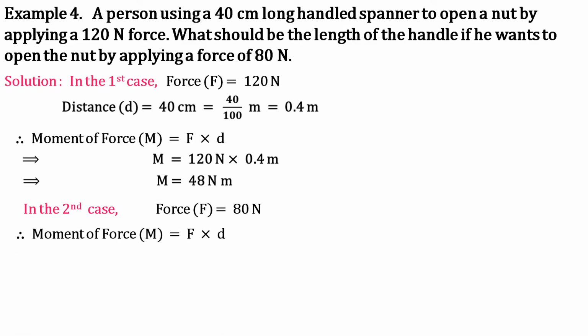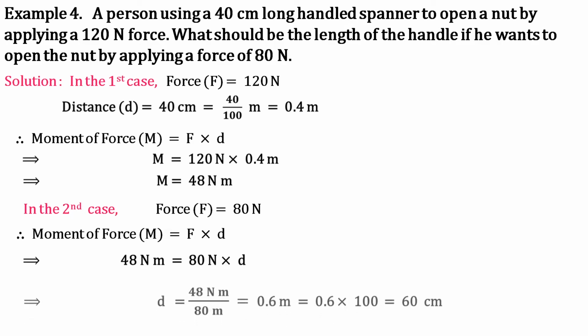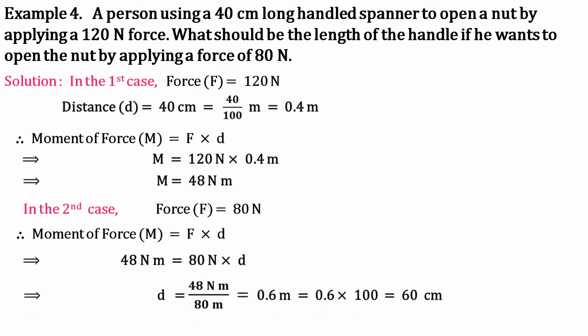Okay. So moment of force M is F into D. We know the value of M, 48. F is 80. D is unknown. This was the question. What should be the length of the handle? Moment arm. So D comes out as 48 upon 80, which is 0.6 meter. So it will be converted into centimeter and our answer is 60 centimeter. We'll multiply by 100. 0.6 when multiplied by 100 gives us 60 centimeter.